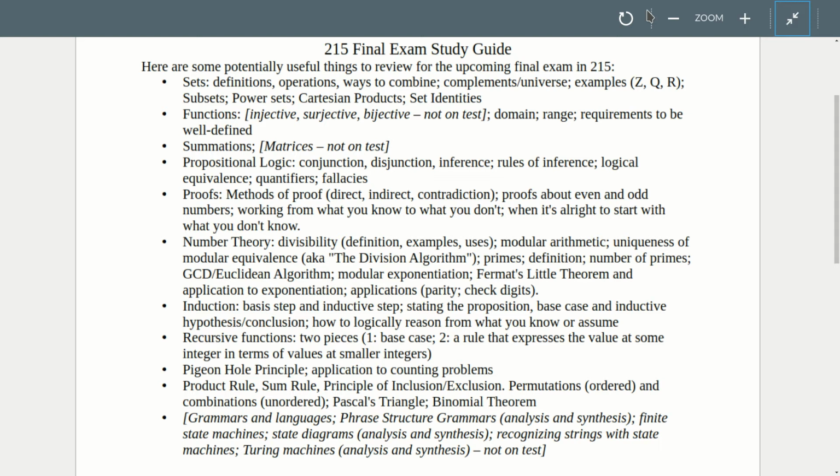We talked about matrices. I will not put matrices on the test. You'll do matrices in CSE 215 or in Math 215. So I wanted you to see them, but I won't test you on them.